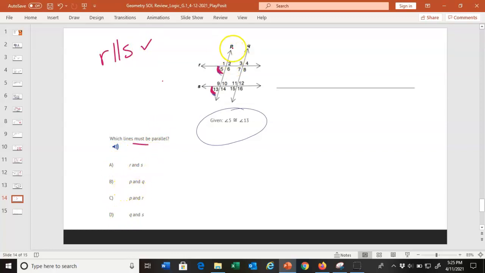P and Q. Look, we know angle measures on P, right? Angle 5 and 13 live on P. We don't know anything about Q. They only told us this. So nope. P and R. P and R are definitely not parallel. Why not? Look, I'm going to draw it over here. P and R are not parallel because they cross. And we know parallel lines will never, ever cross because they have the same slope. So that's not true. And Q and S for the same reason. Those are intersecting lines. So it is A.